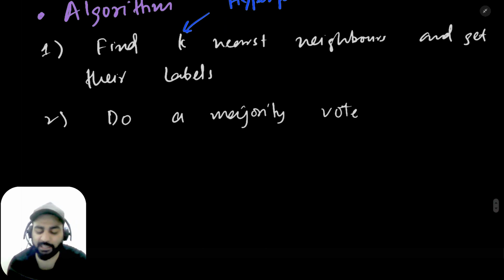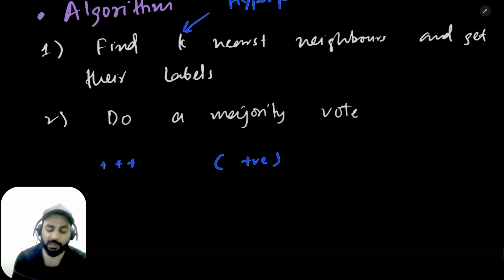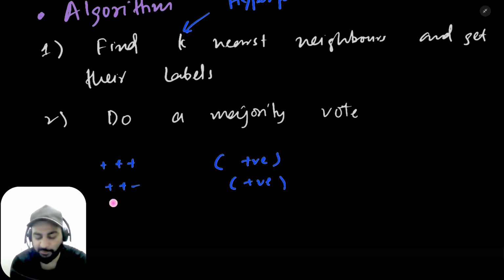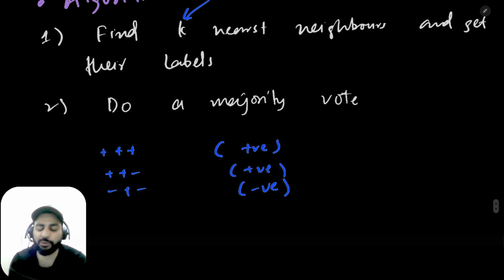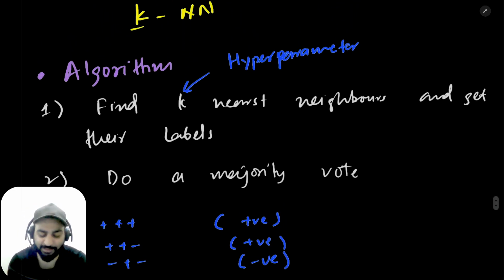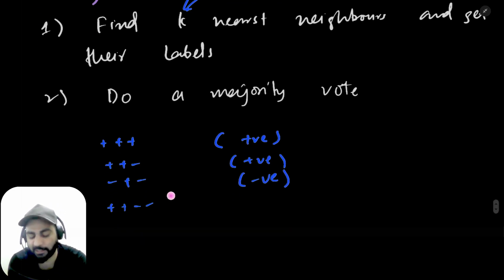Okay, let's suppose k is 3. So here, if all the 3 points were positive, positive, positive, you will directly say the query point belongs to positive. If the neighbors were positive, positive, negative, you will say it also belongs to positive. If it is negative, negative, positive, something like this, you will say it belongs to the negative class. That's why usually you don't choose this k as even, because sometimes it will happen positive, positive, negative, negative. Then you will be in a sort of dead situation.